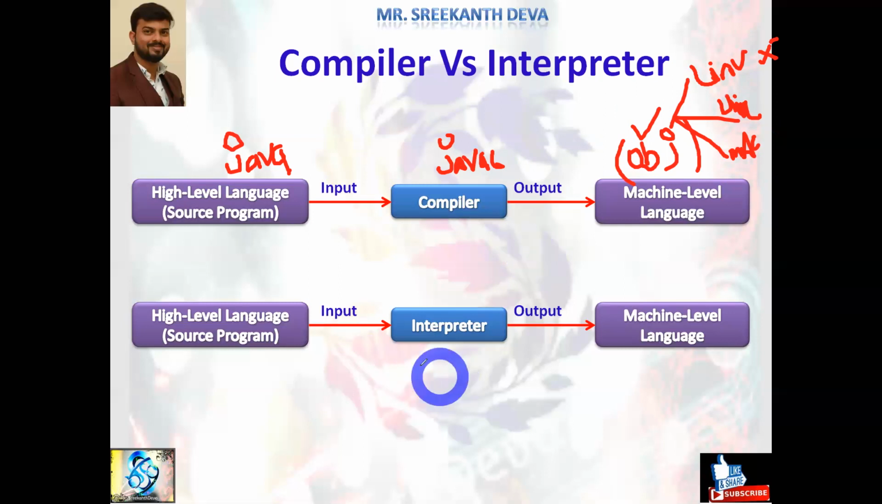But coming to interpreter, there is no compiler here, there is no intermediary code in an interpreter. Okay, here the interpreter is always platform independent. Why? Because here the source code is mandatorily required.